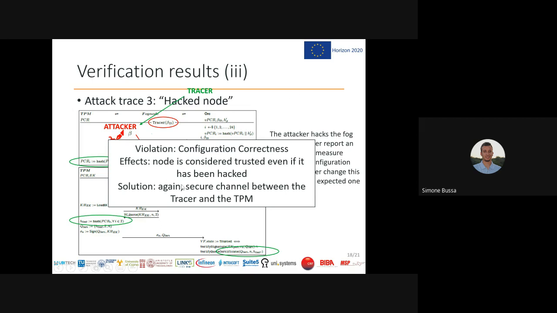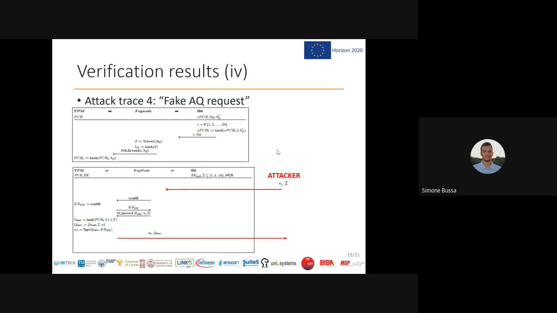But again, there is a simple solution here, which is to secure the channel between the tracer and the TPM. That is the same solution as for the previous attack trace. And these attacks are a violation of the configuration correctness property. The last attack trace instead is the following.